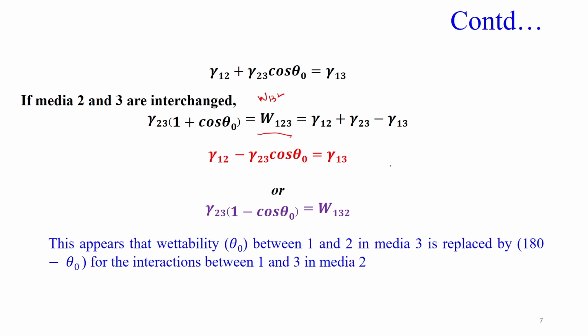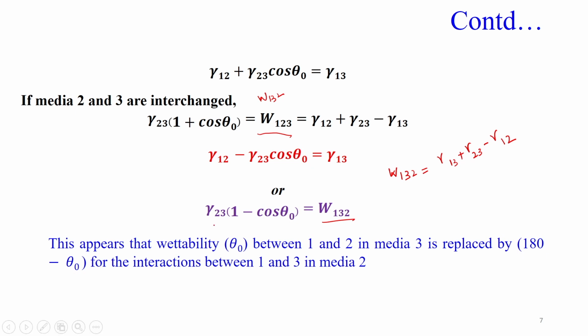Now, from here again if you want to write in terms of this expression W 1 3 2, W 1 3 2 is gamma 1 3 plus gamma 2 3 minus gamma 1 2. So, this expression if you write in terms of, or you can say here we only replace the gamma 1 3. So, gamma 1 3 you will write gamma 1 2 minus gamma 2 3 cos theta.